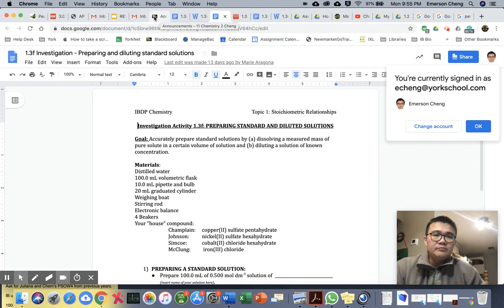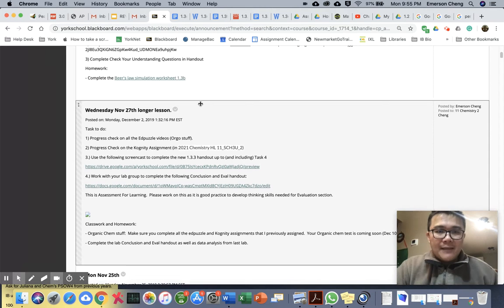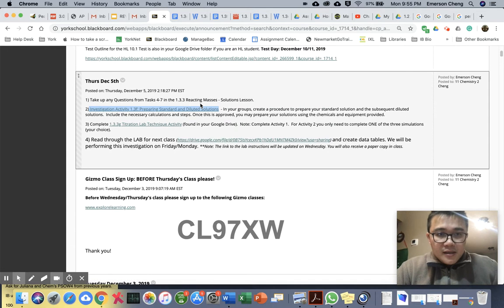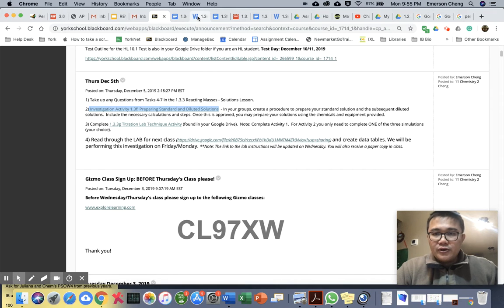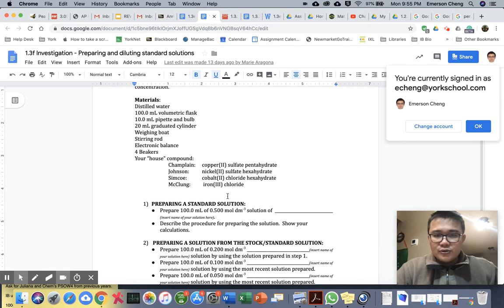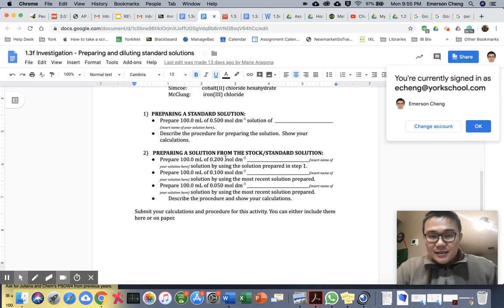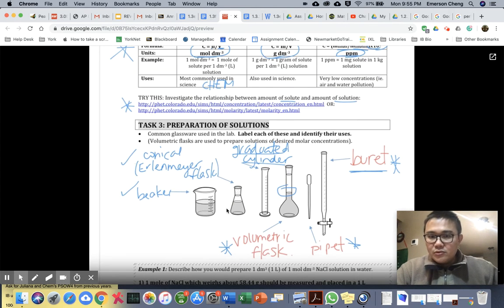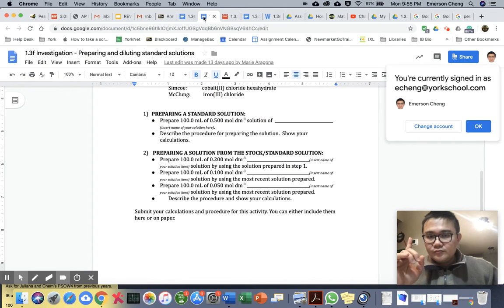Now, if you look back at Blackboard, we did this activity, preparing standard and diluted solutions, where you have different house colors, where I assigned you guys to different houses and you do your calculations. Now, this part is not hard because really it's just what you talk about here. Now, in terms of doing this part, I remember going through this class with you guys before.